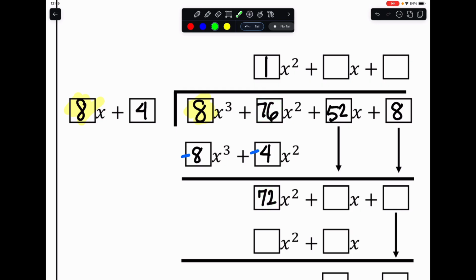As the arrows indicate right here in our template, we're going to bring down the 52 and bring down the 8.